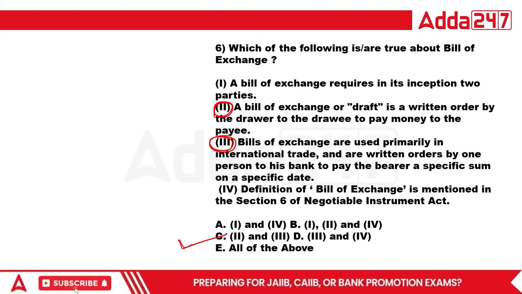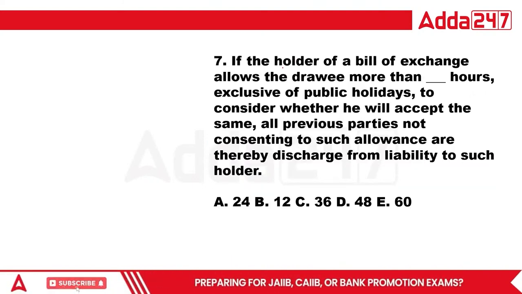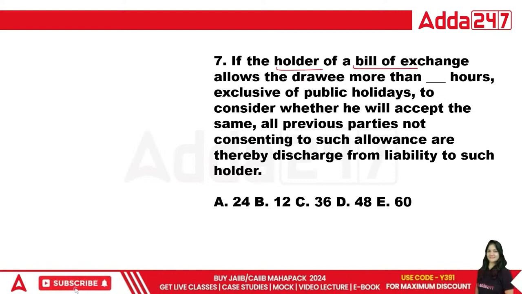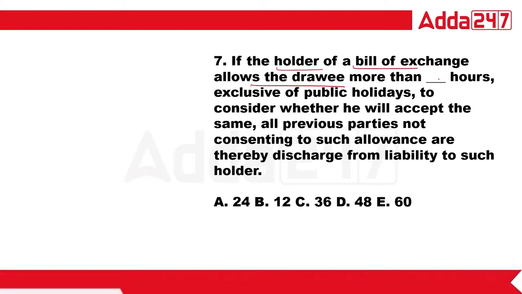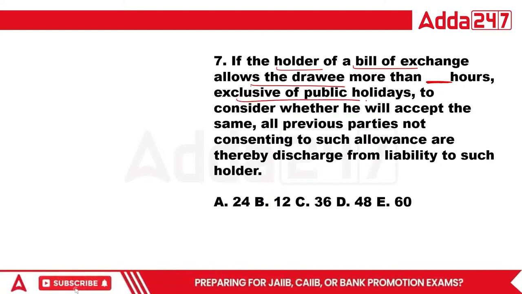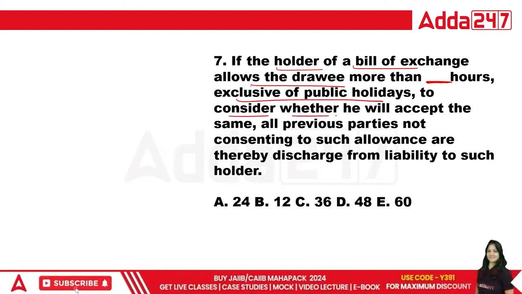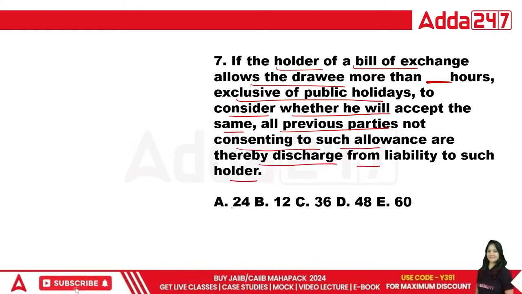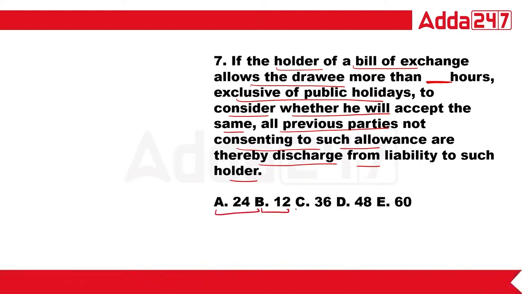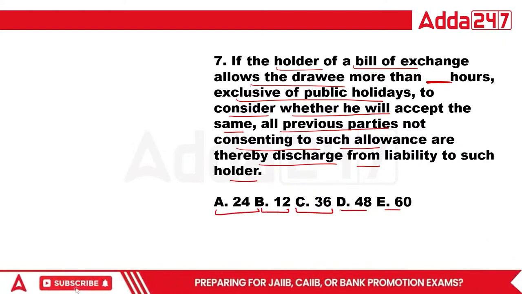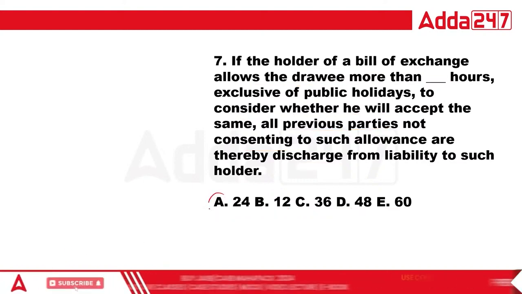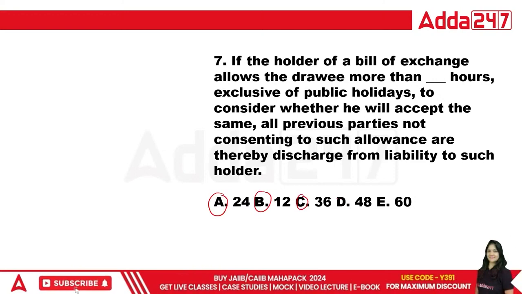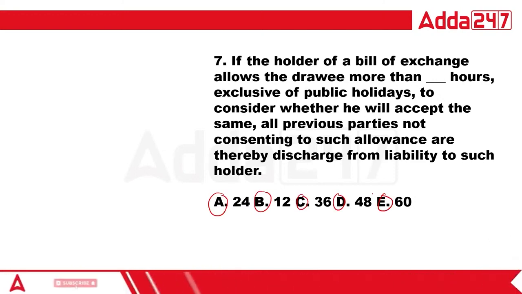Done? Now, next. If the holder of a bill of exchange allows the drawee more than dash hours, exclusive of public holidays, to consider whether he will accept the same, all previous parties not consenting to such allowance are thereby discharged from liability to such holder. 24, this, or what? This is A, this is B, this is C, this is D, this is E. What is the right answer?